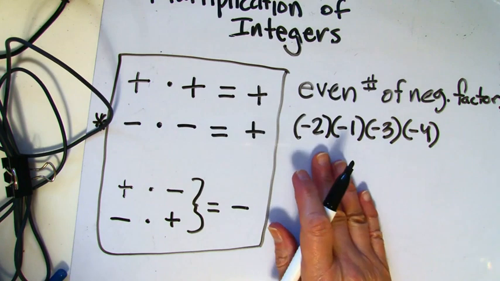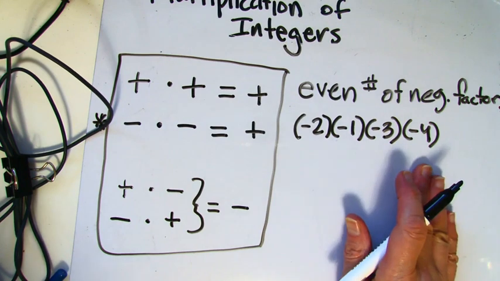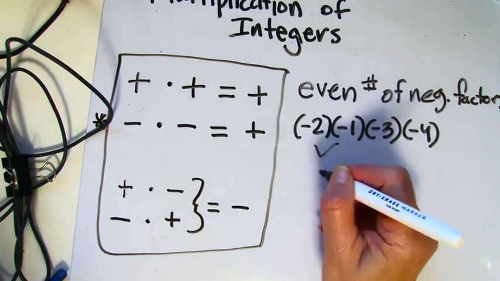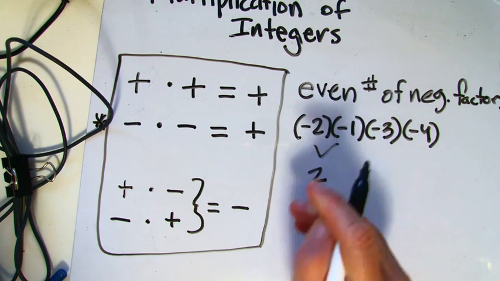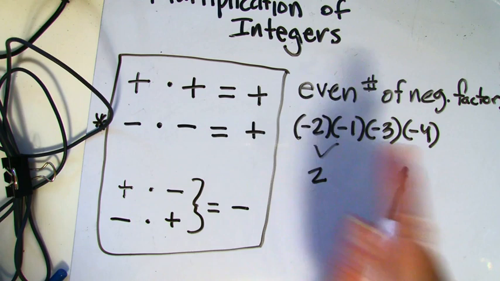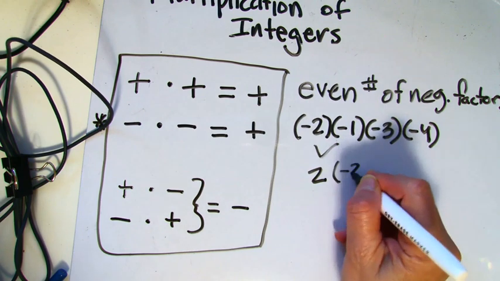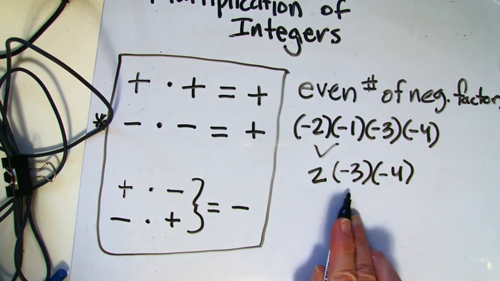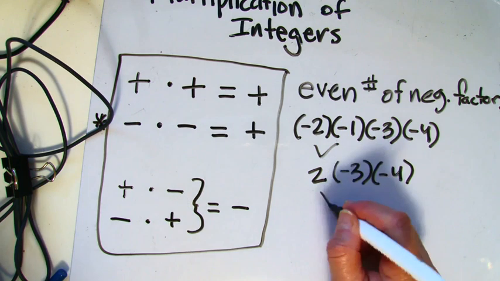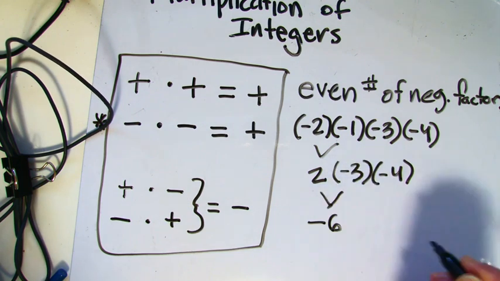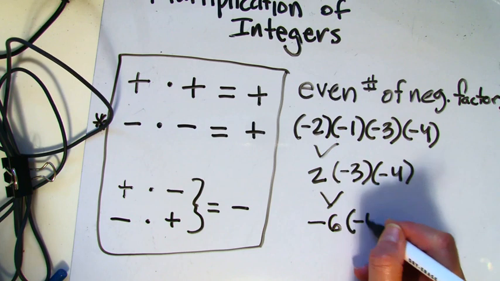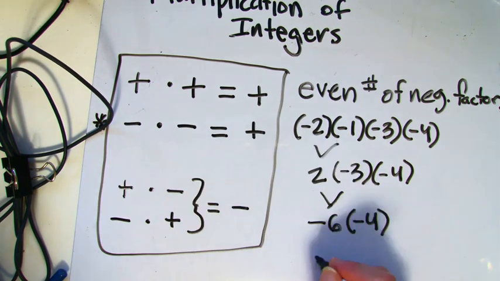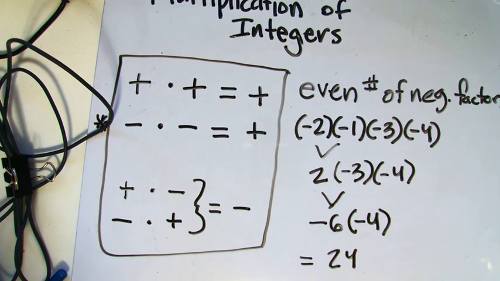When we solve these, we're going to solve left to right, just as we would with order of operations. -2 times -1 is a positive 2, because we know that 2 negatives will give us a positive. I'm going to rewrite everything else. Now we have a positive times a negative, which is this scenario here. So that's going to give us a -6, and then I bring down that -4. I'm left with 2 negatives. Now 2 negatives will give us a positive. So our answer is 24.